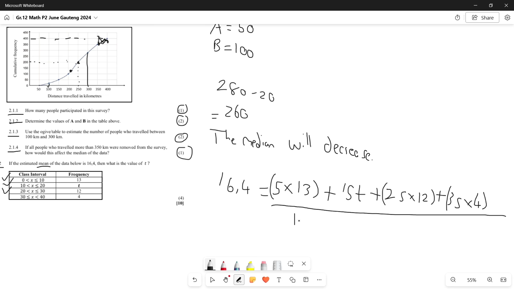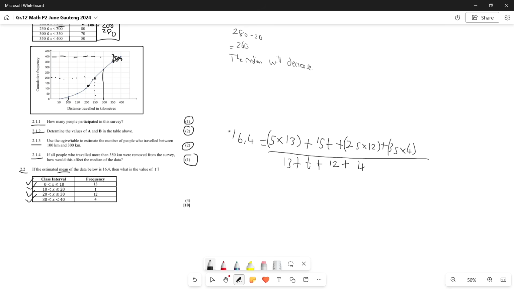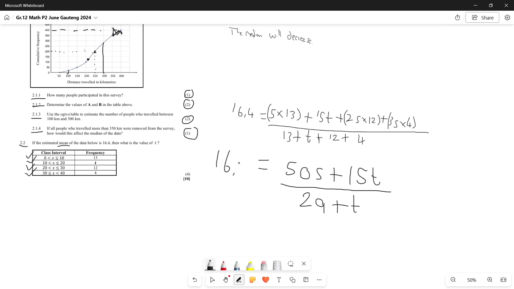So we're going to rewrite that, because at this stage we've set up our equation. We have our mean equals the frequency times the midpoint for each row, over the frequency of everyone that we had in the sample size. So we can just simplify our numbers. 5 times 13 plus 25 times 12 plus 35 times 4 gives us 505 plus 15t, because we could not simplify that since it has a variable that we're trying to solve. And at the bottom, 13 plus 12 plus 4 is 29 plus t, because we could also not simplify the t. So this still equals 16,4.